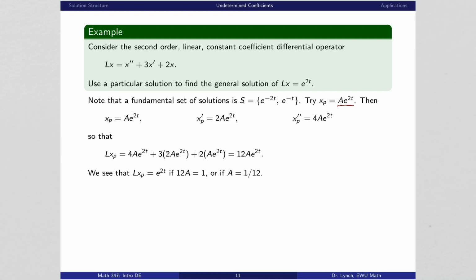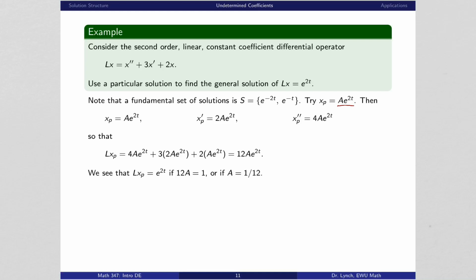I'll point out as an aside that the fundamental set of solutions to the corresponding homogeneous equation is given by two exponential functions. I won't go through that, but you could easily identify the characteristic equation and the eigenvalues, those two distinct roots of that characteristic equation.